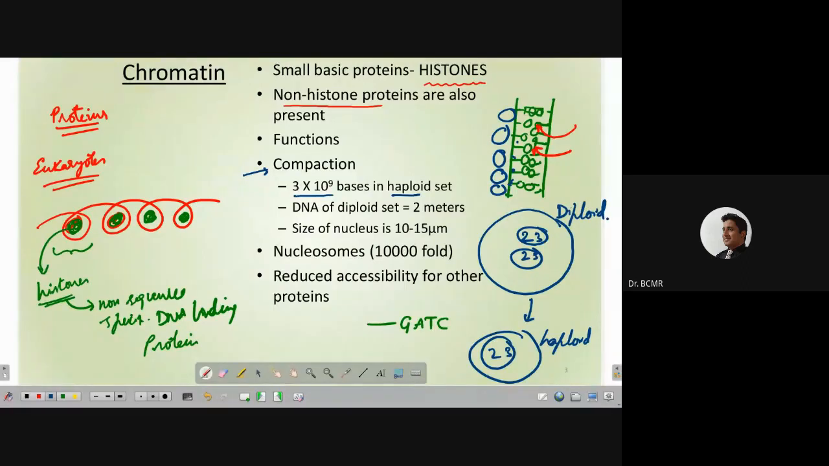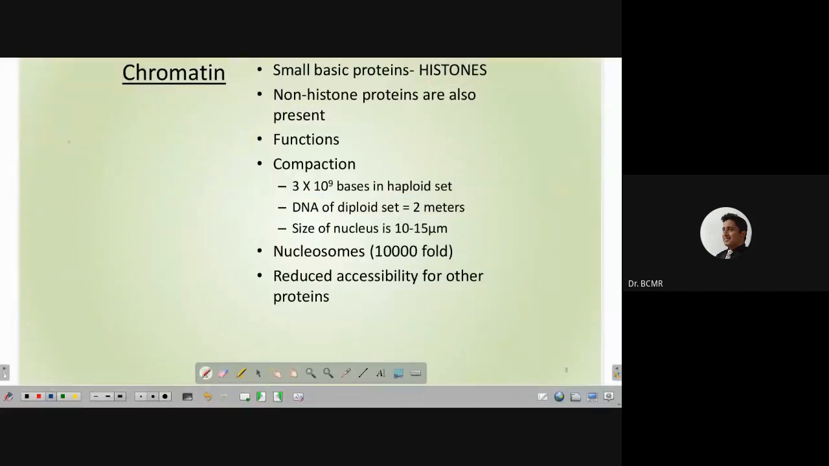As a haploid set, we have about 3 into 10 to the power 9 base pairs. That's a huge amount of DNA. And if you consider it for a diploid set, it would be 2 meters. In one cell, we are talking about just one cell. If you put all the chromosomes end to end, chromosome 1, 2, like this, then the total length of the DNA would be about 2 meters.